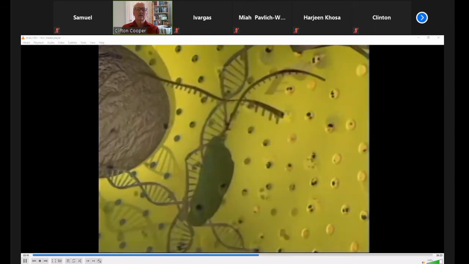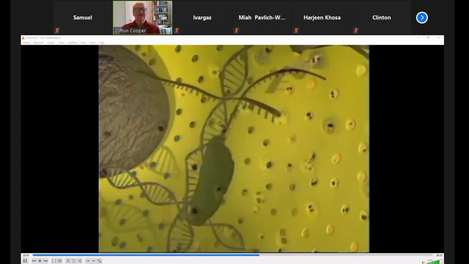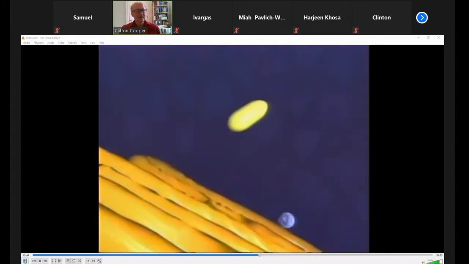Ribosomes that synthesize proteins that will be used inside the cell.